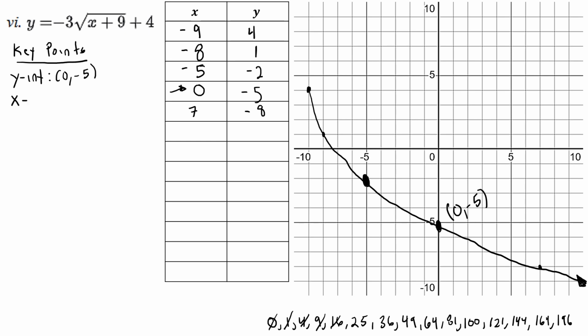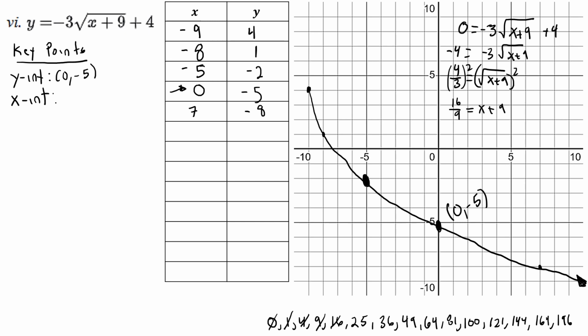Now the x-intercept is when y equals 0. I don't have that here, so what I could do, and I'm going to do this up here in the graph, is set the equation equal to 0, and actually solve for what value of x gives me 0 out. So to do that, I'm going to subtract 4 over, divide by 3, which makes that positive 4/3. Now to get rid of square roots, I square both sides.